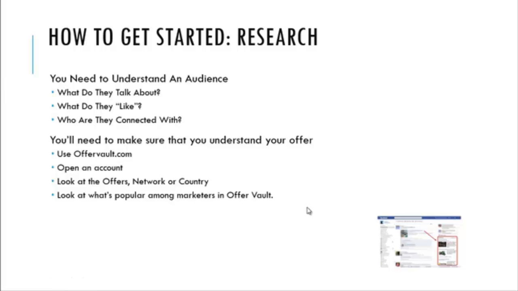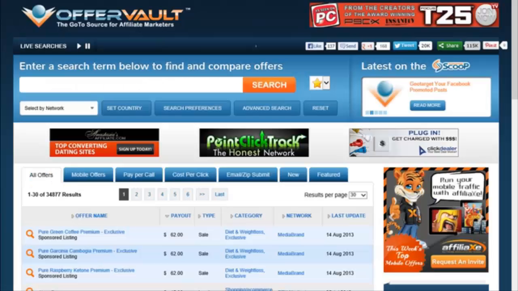The other thing you'll need to do is to make sure that you understand your offer, and it goes hand in hand with what I just showed you. If you understand your offer, you'll then be able to create an ad that fits your audience, right? If you understand your audience, you'll be able to create a suitable ad. Now, in order to understand your offer, in order to find an offer that is suitable for your audience, you can go to offervault.com, and I'm going to show you that right now.